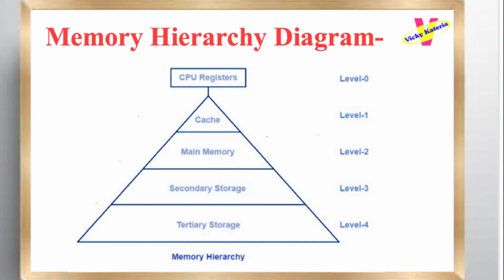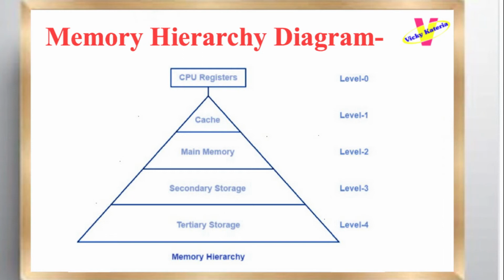Memory hierarchy diagram. Level 0. At level 0, registers are present which are contained inside the CPU. Since they are present inside the CPU, they have least access time. They are most expensive and therefore smallest in size. In KB, registers are implemented using flip-flops.